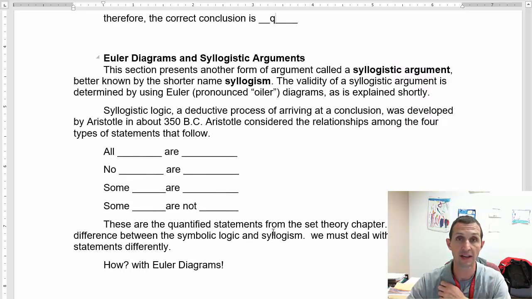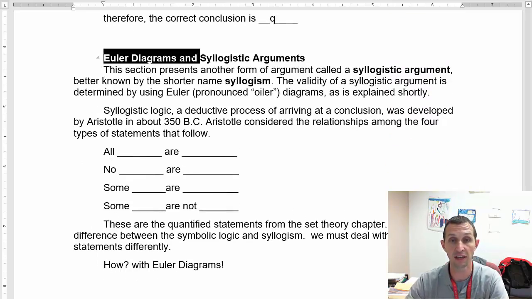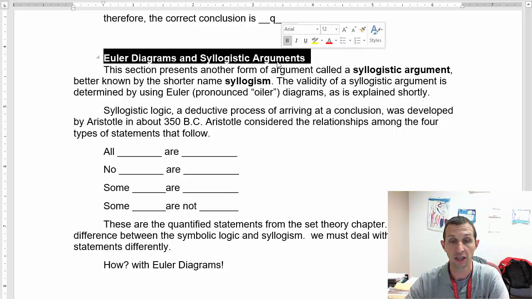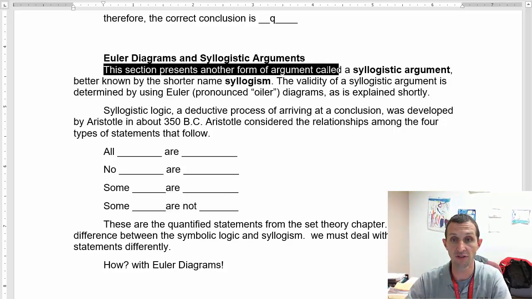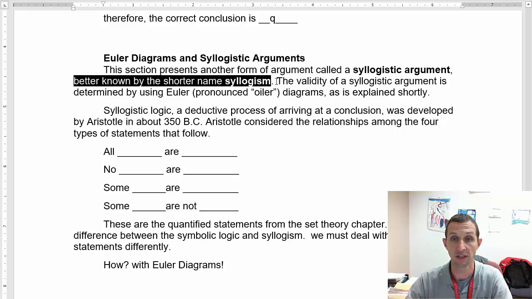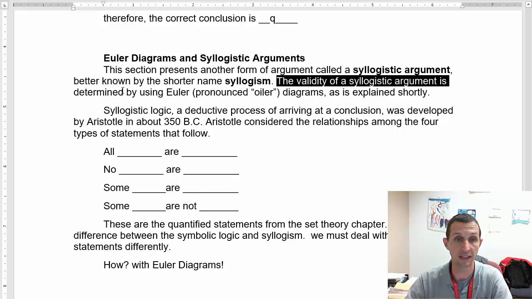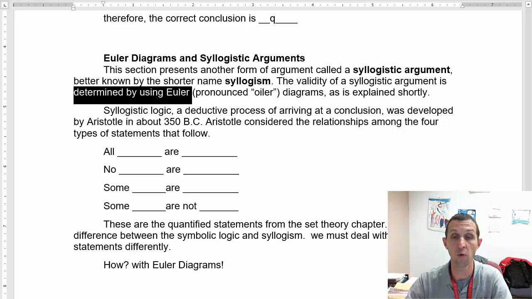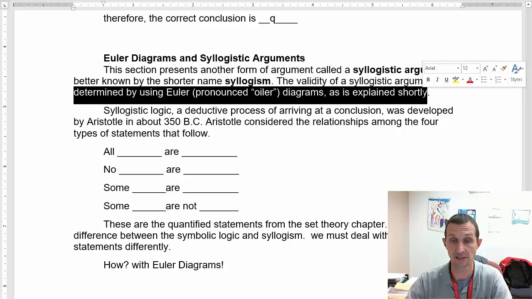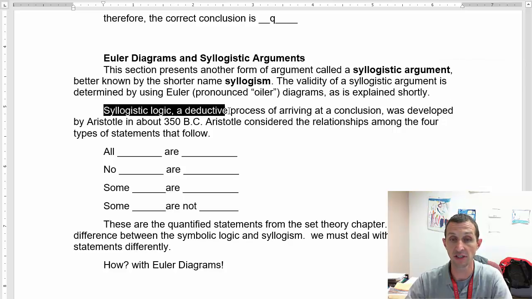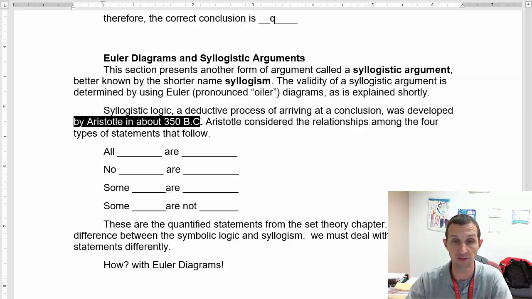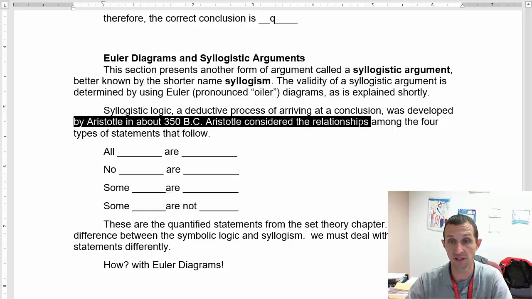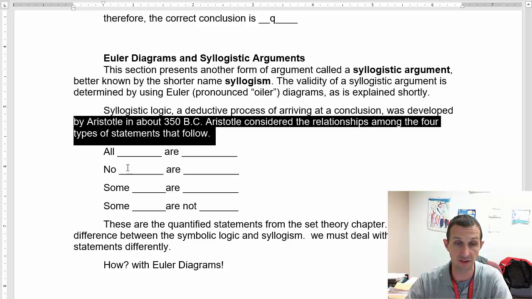And so now in these last few minutes, I'm going to introduce the Euler diagram and the syllogistic arguments. I'm going to set this up, and then we're going to do some examples. So this section presents another form of argument called a syllogistic argument, better known by its shorter name, syllogism. And so the validity of a syllogistic argument is determined by using Euler diagrams, as is explained. So syllogistic logic is a deductive process of arriving at a conclusion, and it was developed by Aristotle in about 350 BC.